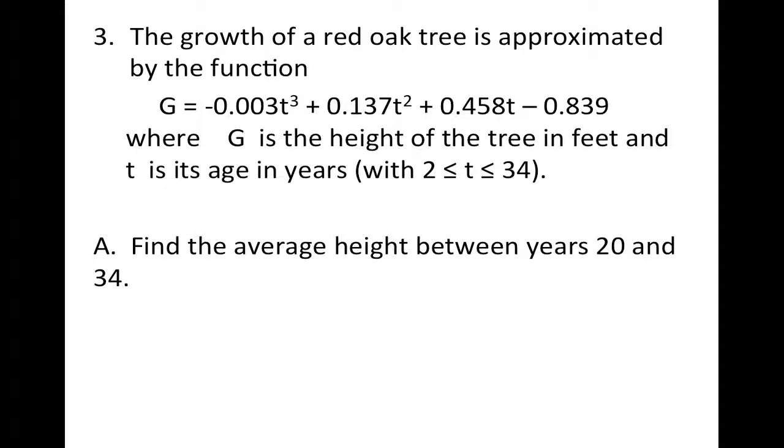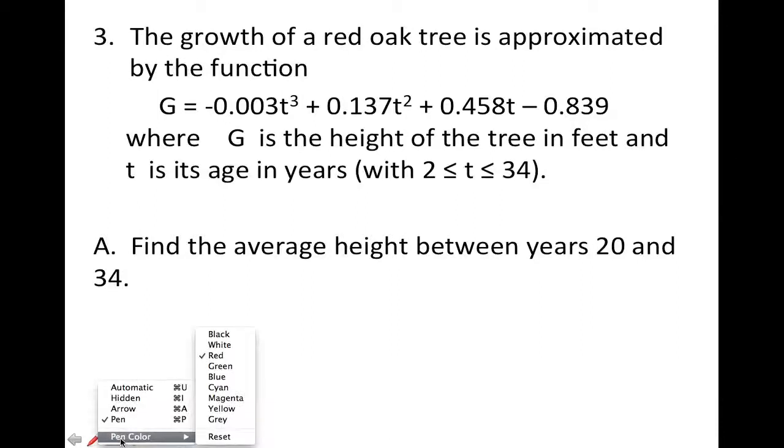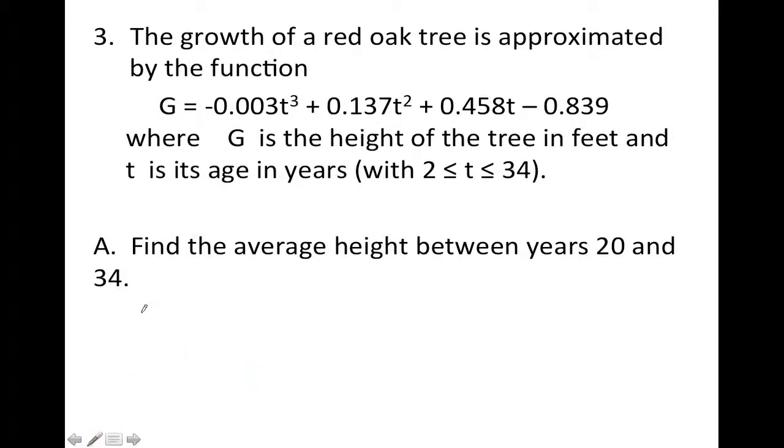So if we're going to do this on our calculator, that's something we can keep in mind as we set up our window for the x's. The first thing we want to find is the average height between the tree being 20 years old and 34 years old. So we're trying to find G of 34 minus G of 20. This is definitely one where we'll want to put that cubic equation in the calculator, replacing the other one we just finished with.